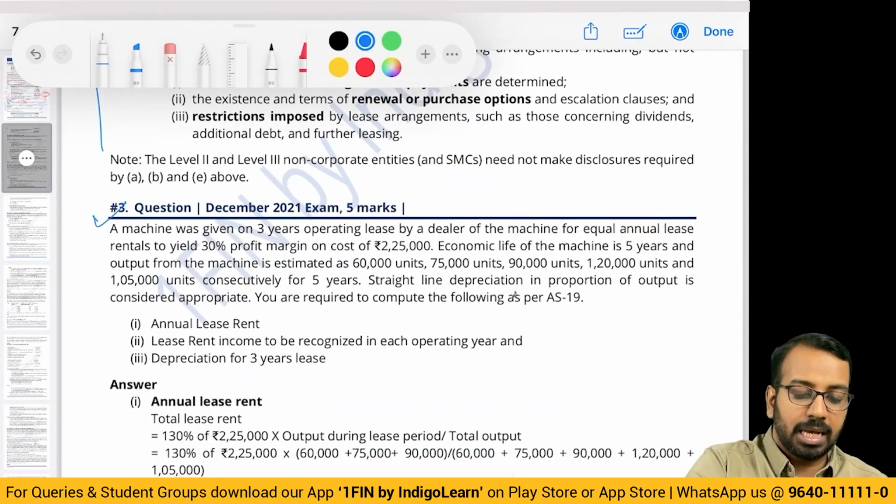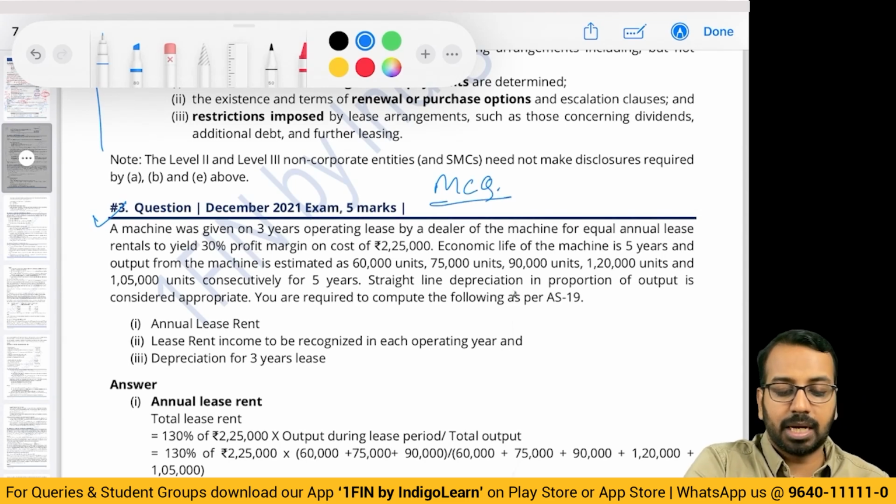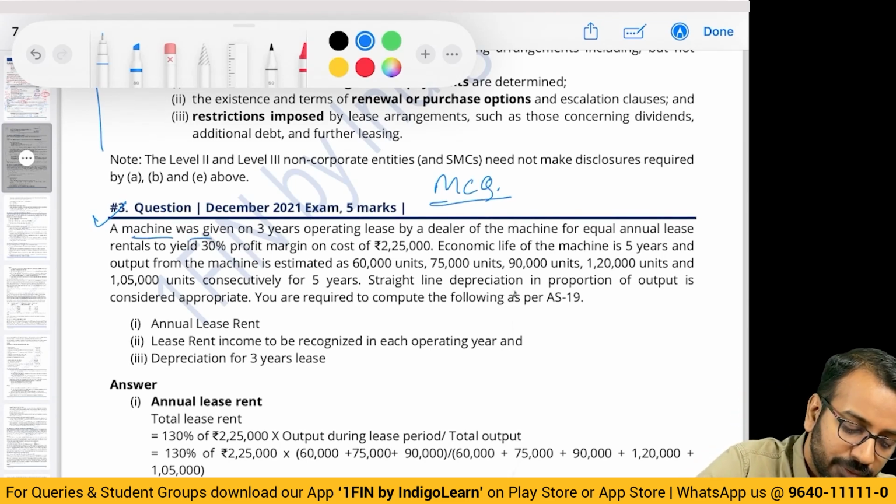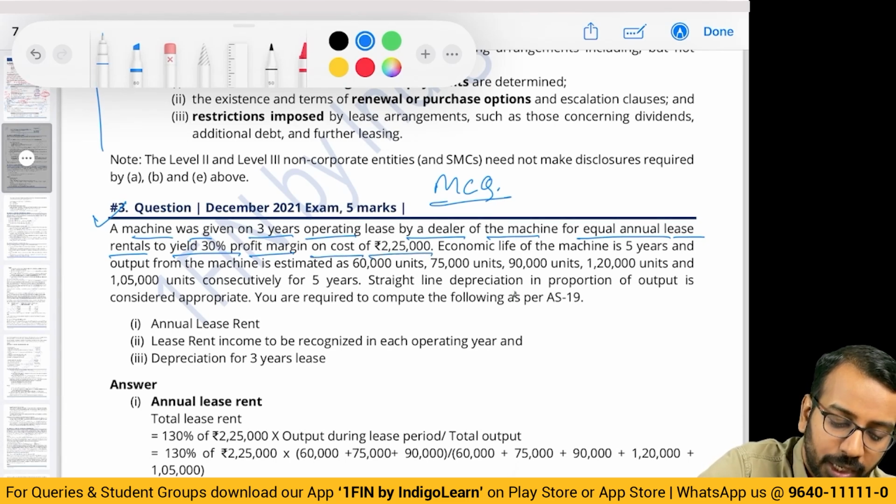This question was asked as an MCQ again. A similar question was asked as an MCQ in the recent examination. Here, a machine was given on a 3-year operating lease by a dealer of the machine, for equal annual lease rental to yield a 30% profit margin on cost of 2,25,000.